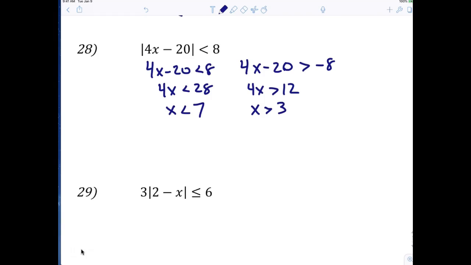So are they running towards each other or opposite? Towards each other, right? Less than 7, greater than 3. So we want 3 to 7. Everybody good?